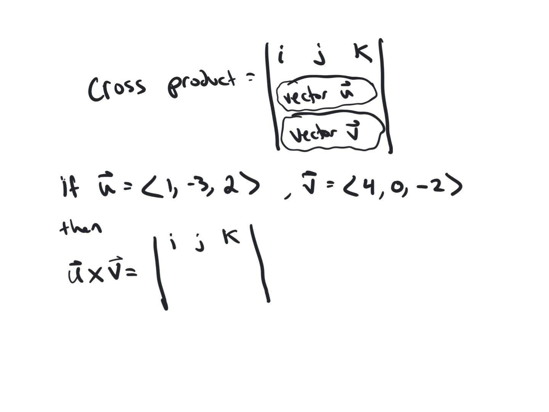So u cross v is equal to, and then you have this 3x3 matrix. i, j, k goes across the top, and yes, that's our i hat, j hat, k hat. You can throw hats on top. And then u across the middle, so 1, -3, 2. You put the 3 components down. And then 4, 0, -2.